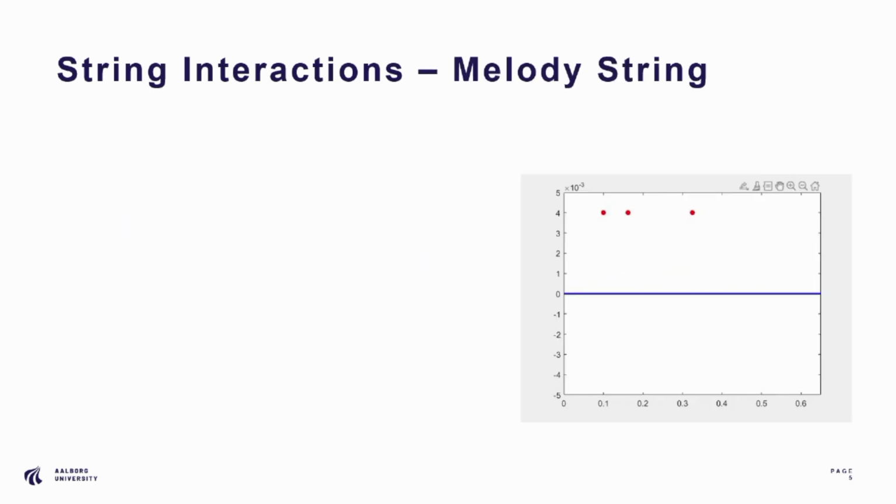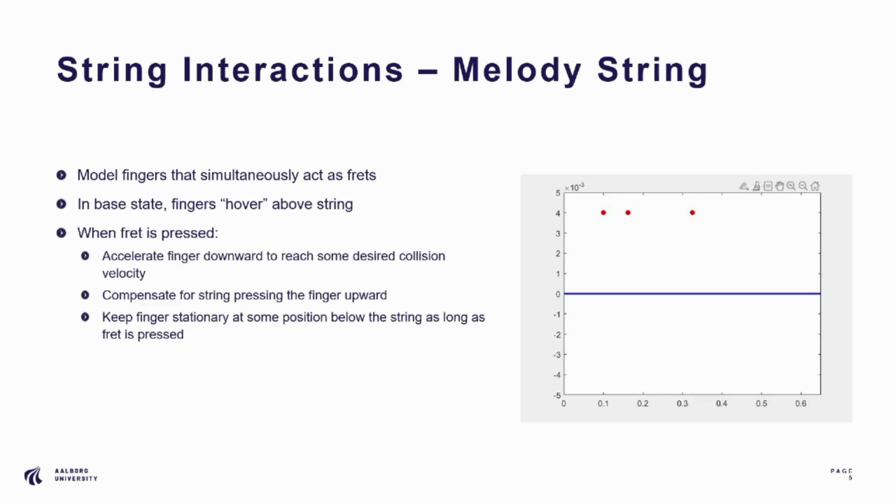On the melody string, it gets a bit more involved since we need to model hammer-ons, fretting and pull-offs. And what we did was we represented each fret as a finger, and all of the fingers are initially above the string in the base state, and when the user presses a single fret, we start to accelerate the finger downward to collide with the string at some externally defined velocity. Once the finger actually hits the string, the tension of the string will be pushing the finger back upwards. So we need to account for that and increase the applied force to keep the velocity roughly constant.